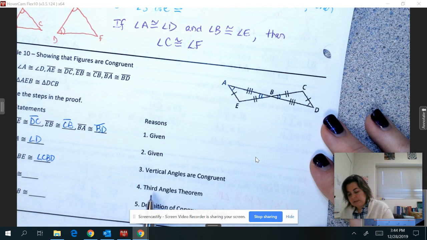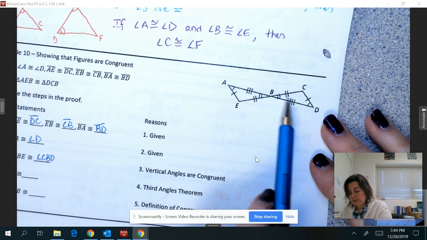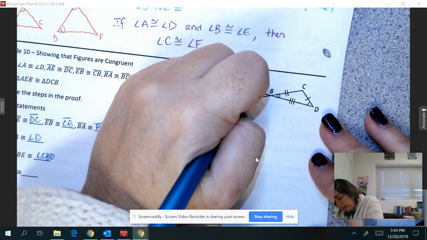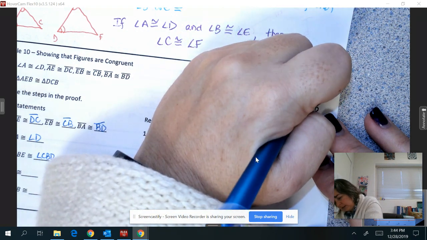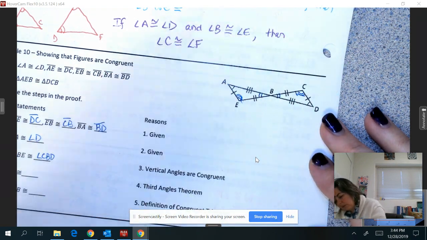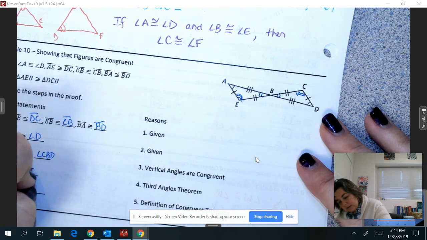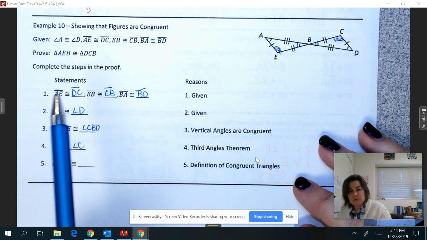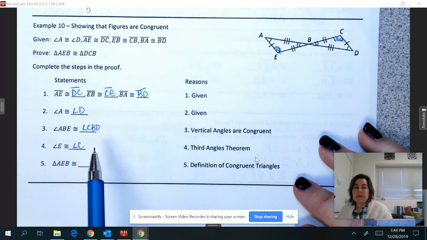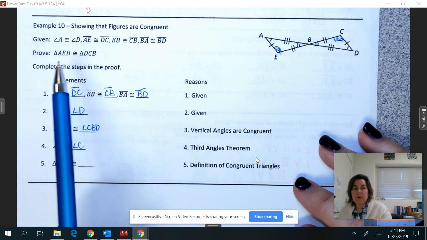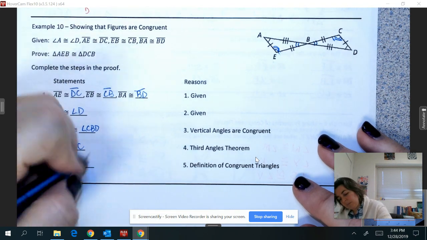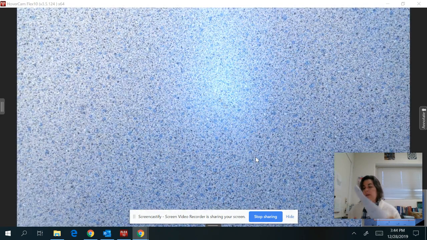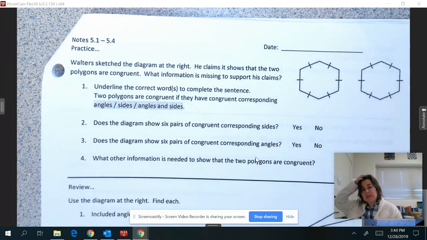Okay, then angle E, this is the third angle theorem. We have 2 sets of angles that are congruent in these 2 triangles, so their third angles have to be congruent. So angle E, I'm going to put 3 arcs on it. It has to be equal to angle C with 3 arcs. That's the third angle theorem. And then the definition of congruent triangles, we've shown all 3 sets of sides are congruent, all 3 sets of angles are congruent, so the triangles have to be congruent. They did the first part, we need to write down the second part. Triangle ACB. Perfect.